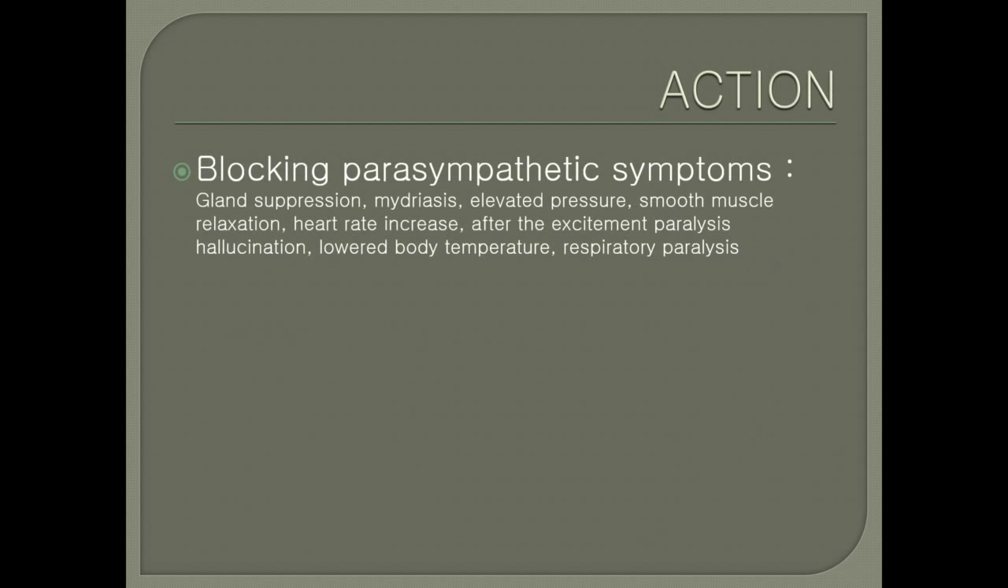Atropine reaction, blocking parasympathetic symptoms: gland suppression, decreased secretion, elevated pressure, smooth muscle relaxation, heart rate increase, excitement after paralysis, hallucination, lower body temperature, respiratory paralysis.